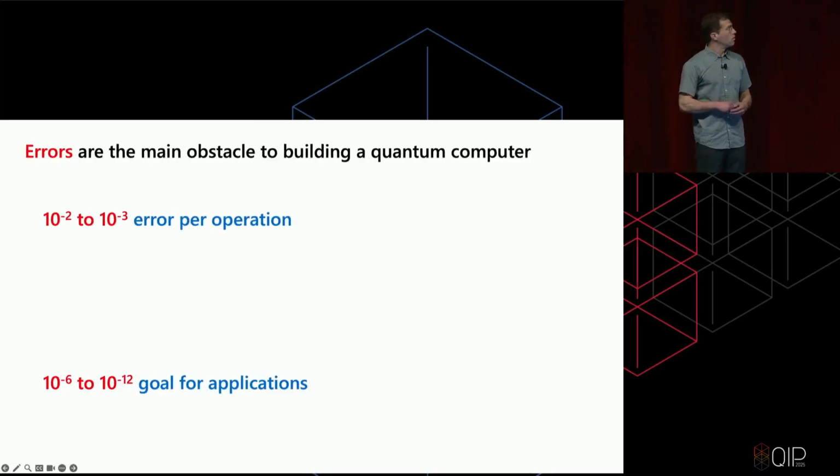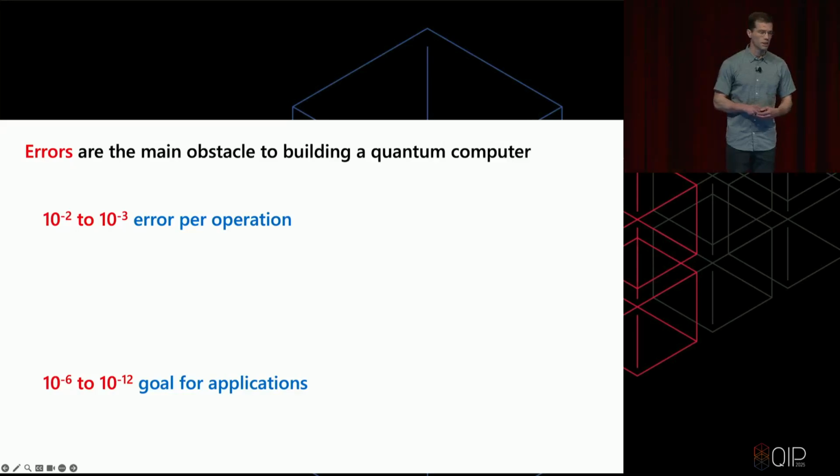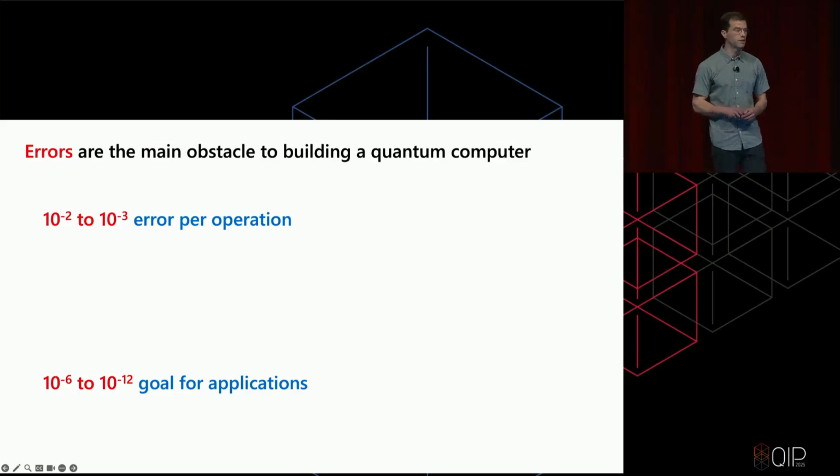So what's the problem we're trying to solve? Errors are basically the main problem when it comes to building a quantum computer, especially a large quantum computer. All of our devices right now have error rates, as we saw on the previous slide. The best devices have error rates in the range of 10 to the minus 3 to 10 to the minus 2, 1% per operation, per 2-qubit gate. And for applications, optimistically, there are applications with error rates maybe 10 to the minus 6 per operation. But for a lot of applications, we want error rates even smaller than that, 10 to the minus 8 to 10 to the minus 12 error per basic operation.